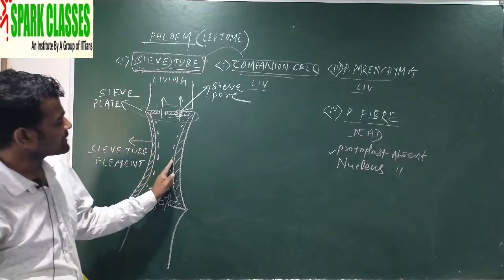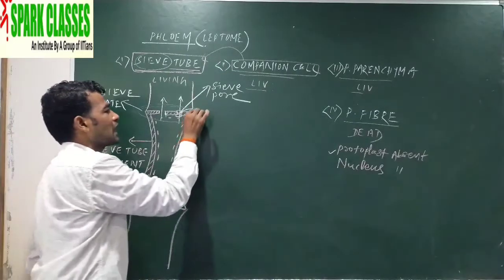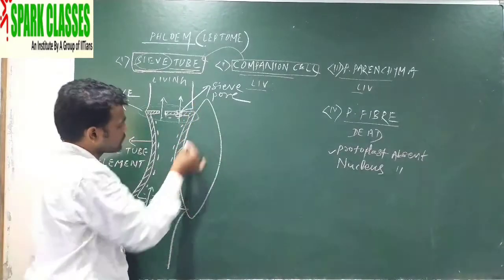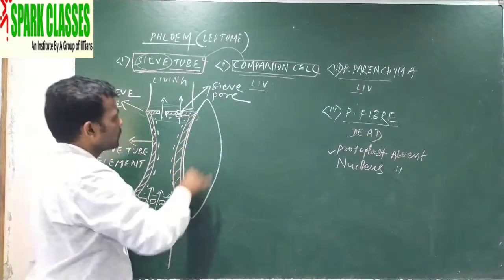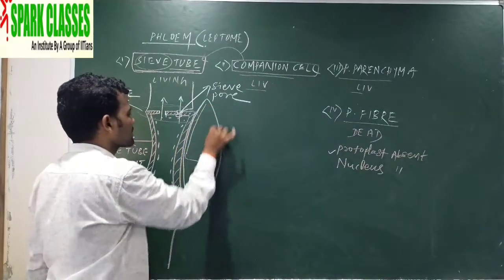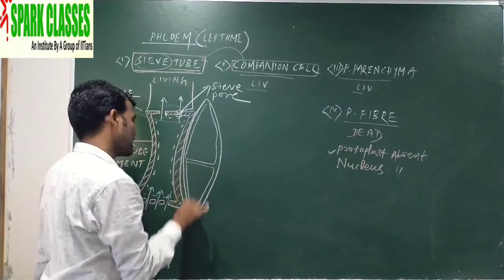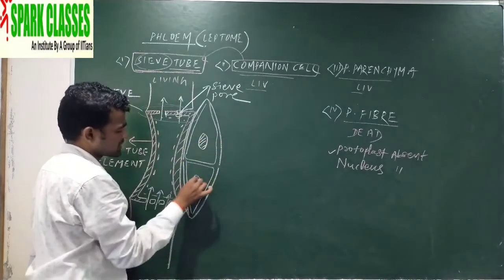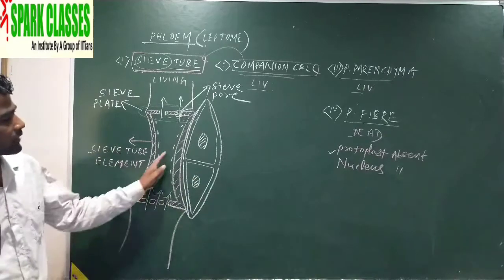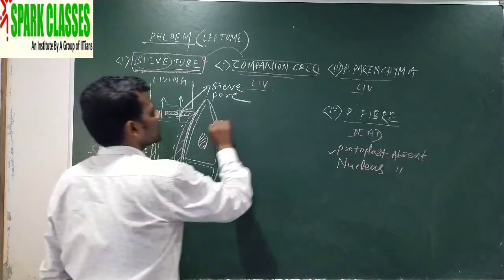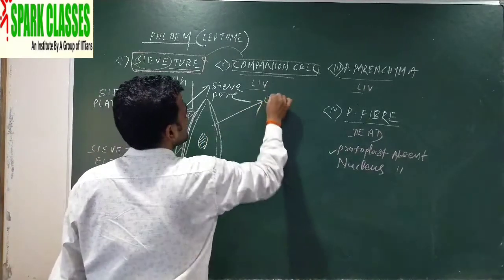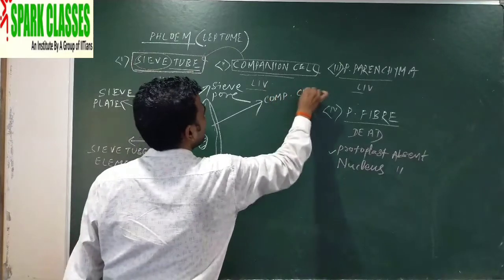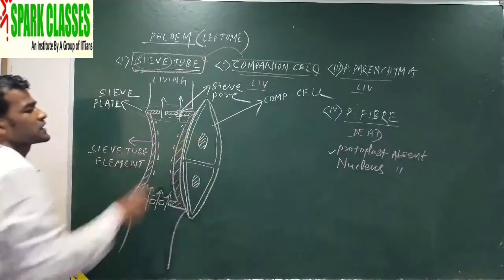And just adjacent to the sieve tube, there is another elongated cell like this, with an almost pointed end. This is called a companion cell. Two companion cells together I am showing. This is one companion cell, this is the nucleus. So you can easily compare. This is the sieve tube, this is the companion cell.